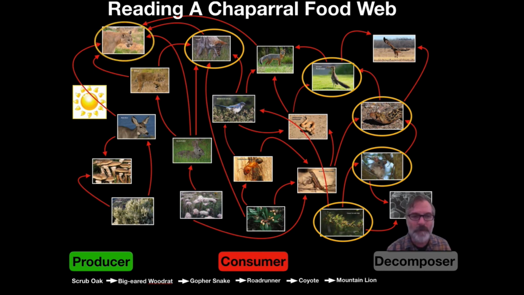And then we've got the mountain lion feeding upon the coyote, which is the keystone predator, or the apex predator, or the top predator there. Again, remember, it used to be the grizzly bear, the California grizzly bear, but those are extinct now. And then lastly, we've got our decomposers. So we've got the fungi.